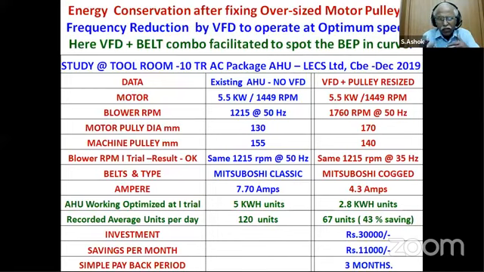It is made a reverse: 170 on the motor side and 140 on the blower side, and the VFD is put to action. So once the VFD is there and the pulley resizing is done on the given AHU, a 10-ton machine, a branded AHU, they are able to achieve around 40%.